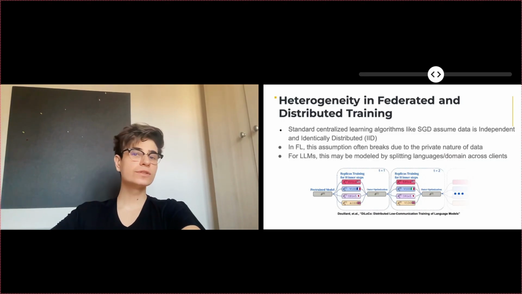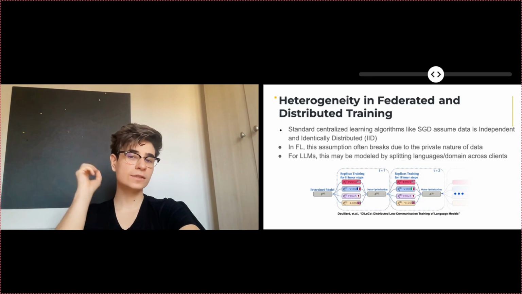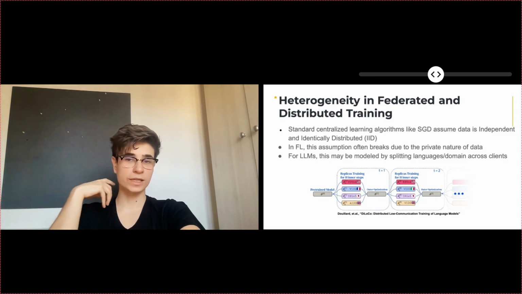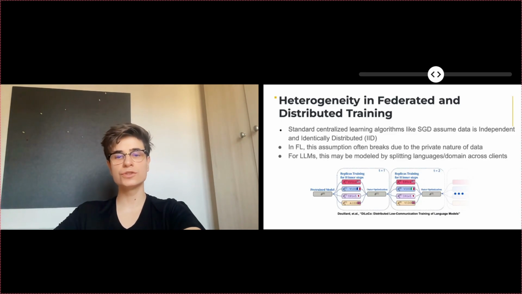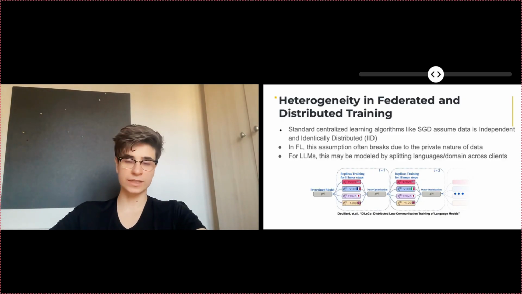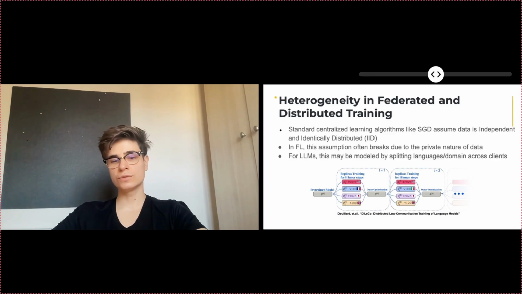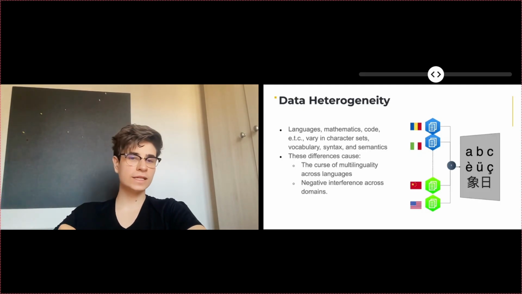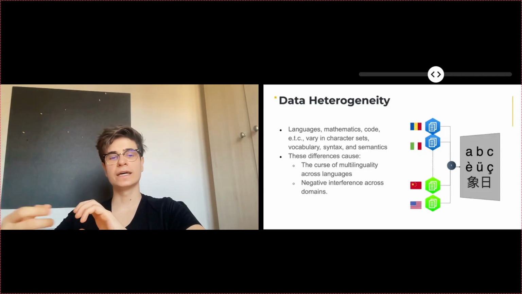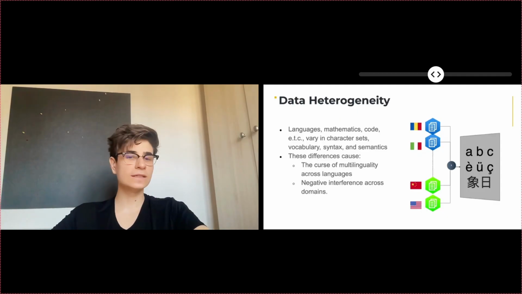To give a bit of context, we were looking at a very practical problem of achieving federated multilingual pre-training, and we noticed that in such scenarios you quickly run into this issue where if you don't know the data distribution that you're going to be training over in advance, you may end up in a situation where data heterogeneity negatively impacts your model's ability to train. And by data heterogeneity in this context, we mean having languages with different vocabularies and character sets and syntax and semantics, or multi-domain data such as mathematics or code.